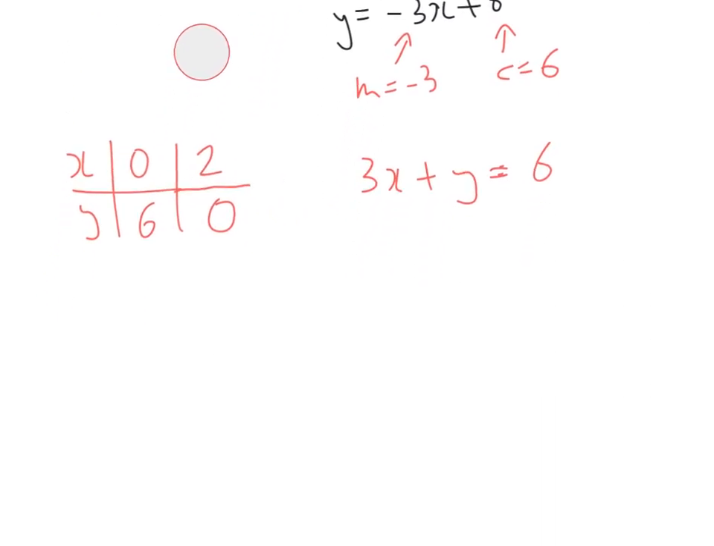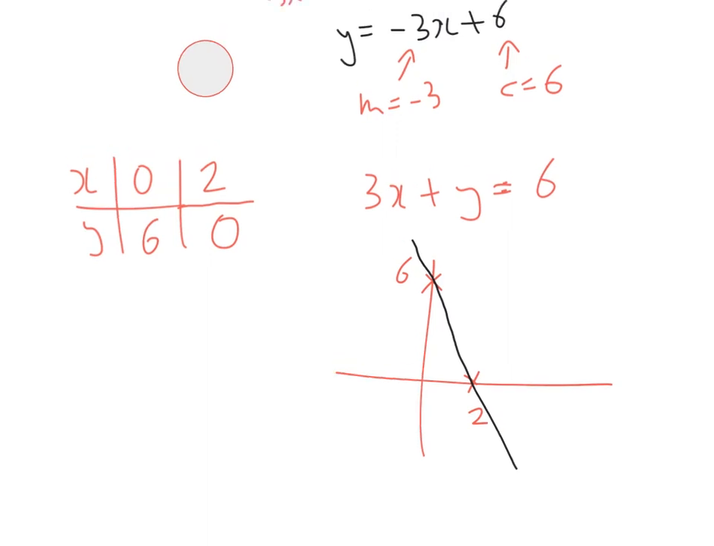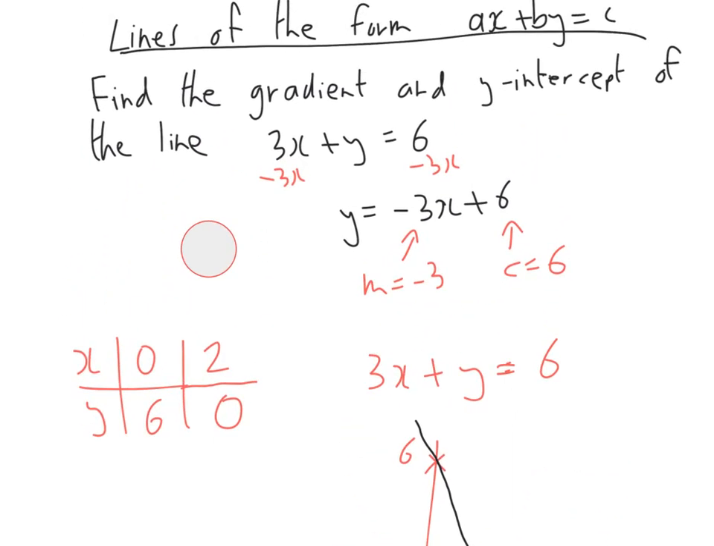Now I'm only going to sketch it here, but all you need is 2 points. X is 0, y is 6 is there. X is 2, y is 0 is there. And then you can draw your straight line through. And that's it. So that's a quick way to do it. But also using the technique from the previous lesson is fine, as long as you rearrange this equation to look like this.